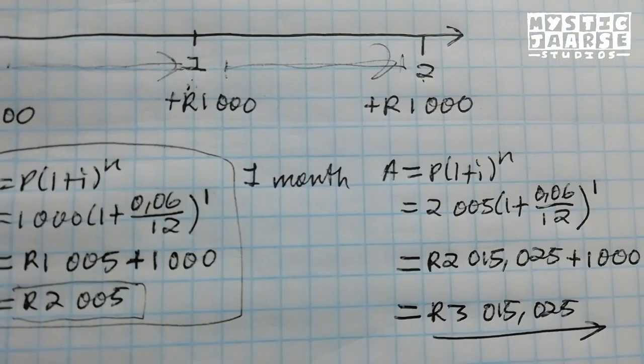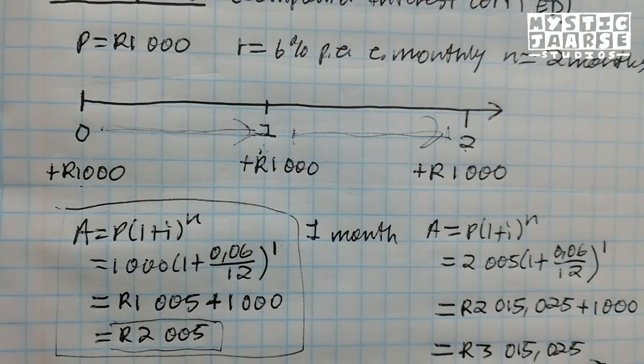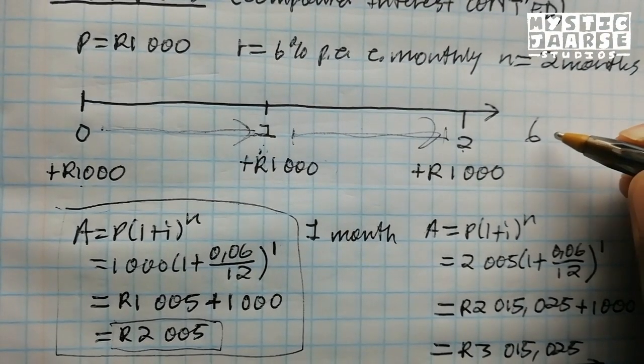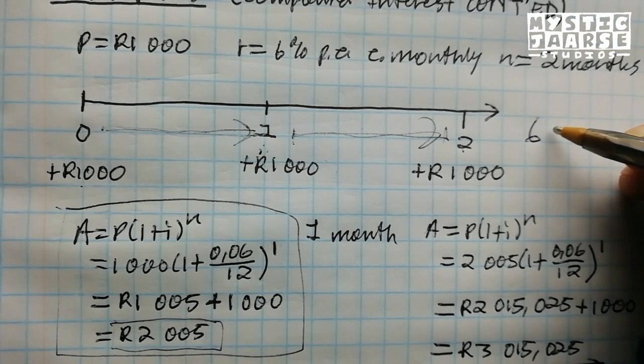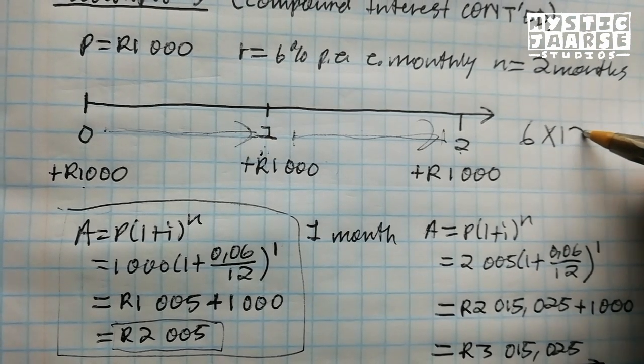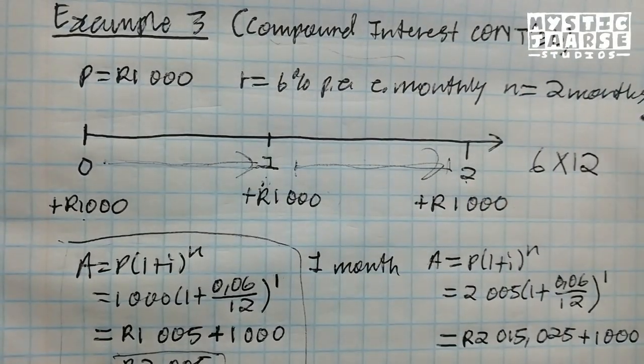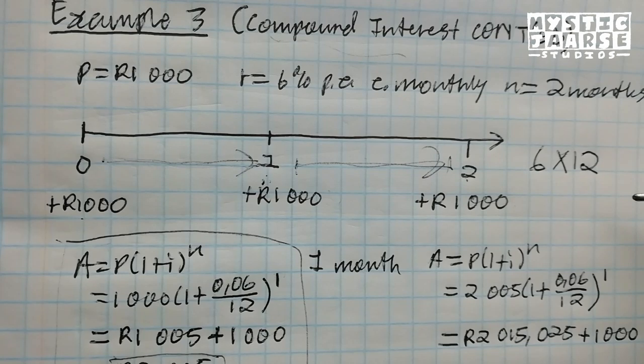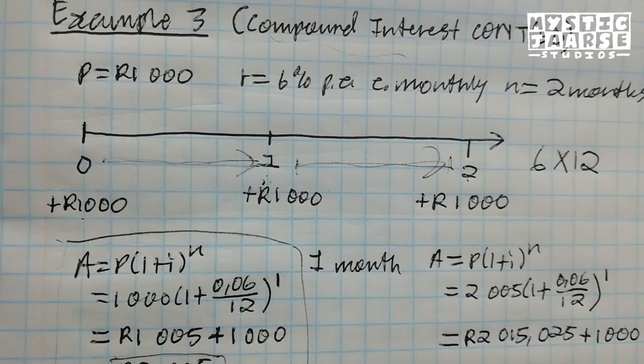So if we were to calculate how much money they will be having after, let's say, 6 years, compounded monthly, we would have to do many compound interest calculations for each and every month for 6 years. So there's got to be a way to do it using one formula and doing it once. So this is where annuities come in.